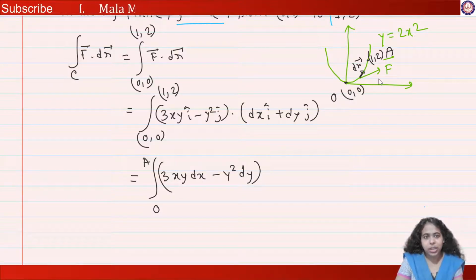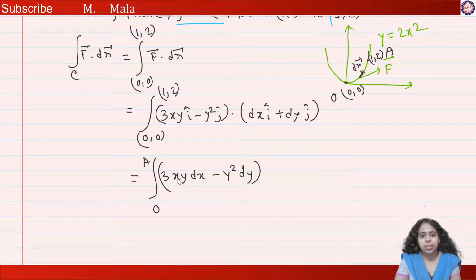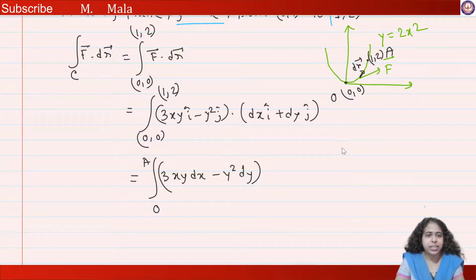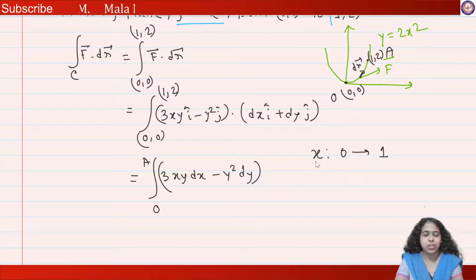Now this equation of the curve can be simplified to another equation. If we put the value of x or y, then we can convert this equation to a single parameter. There are two parameters x and y. Now we will convert this to a single parameter. This can be done by individually choosing x or y. So how do the values of x change? From O to A, the initial value of x is 0 and the final value of x is 1. So this is the change of x.